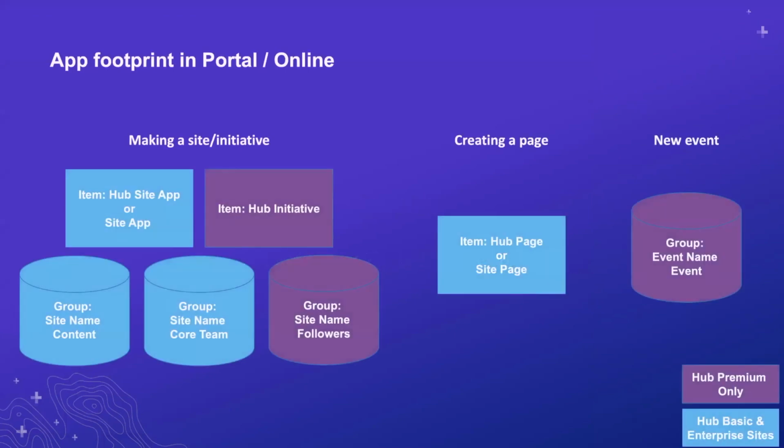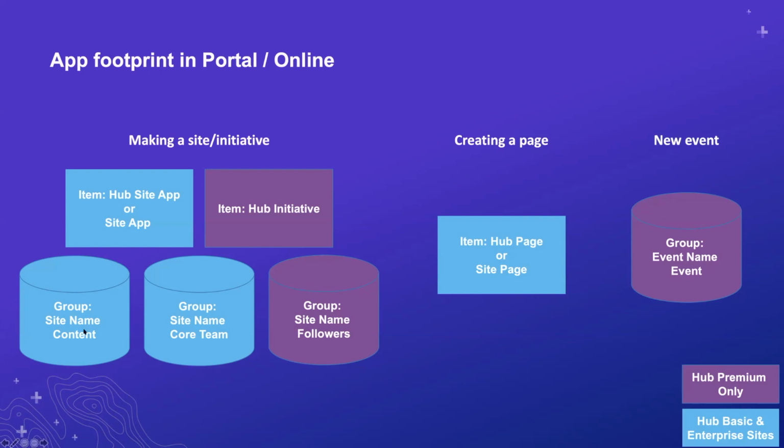So I showed you a lot. What happens behind the scenes when you make a site or initiative in the application is we make a bunch of items and groups. And they each have different purposes. The site application or hub site application is the primary item for that home layout. This also is the item that we do OAuth with, so you can host it on custom domains.